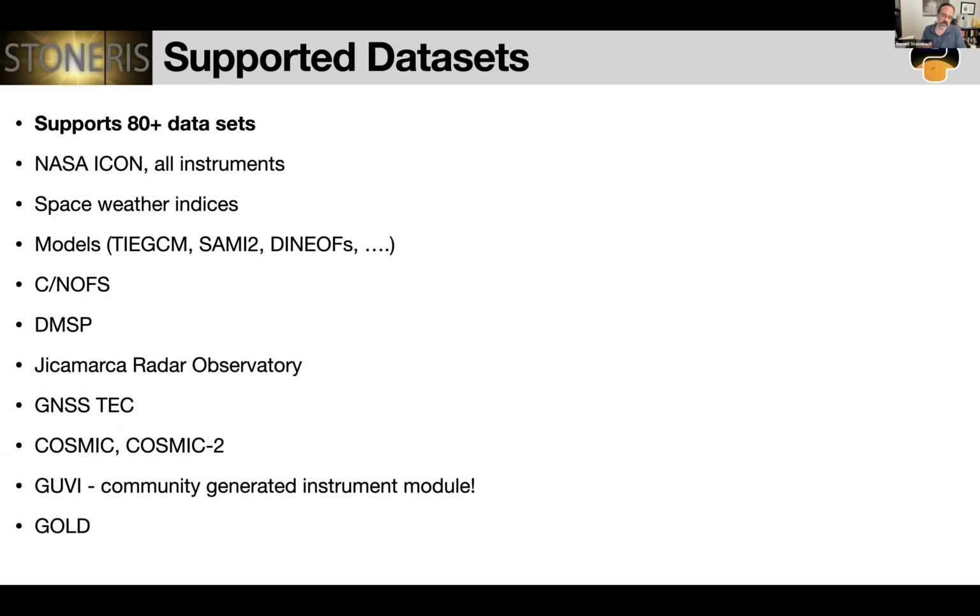That's across NASA ICON, where we've got all the instruments, a variety of space weather indices, models, C/NOFS, DMSP, Haystack, GNSS, TEC, the Cosmic constellations. As I mentioned, GOLD is coming. It's already up, there's a pull request, but it's coming from the community. We've got GOLD. This is just a sub-selection, this is not all of them, of course. That's not 80. But there are ways in PiSat to list all those things.